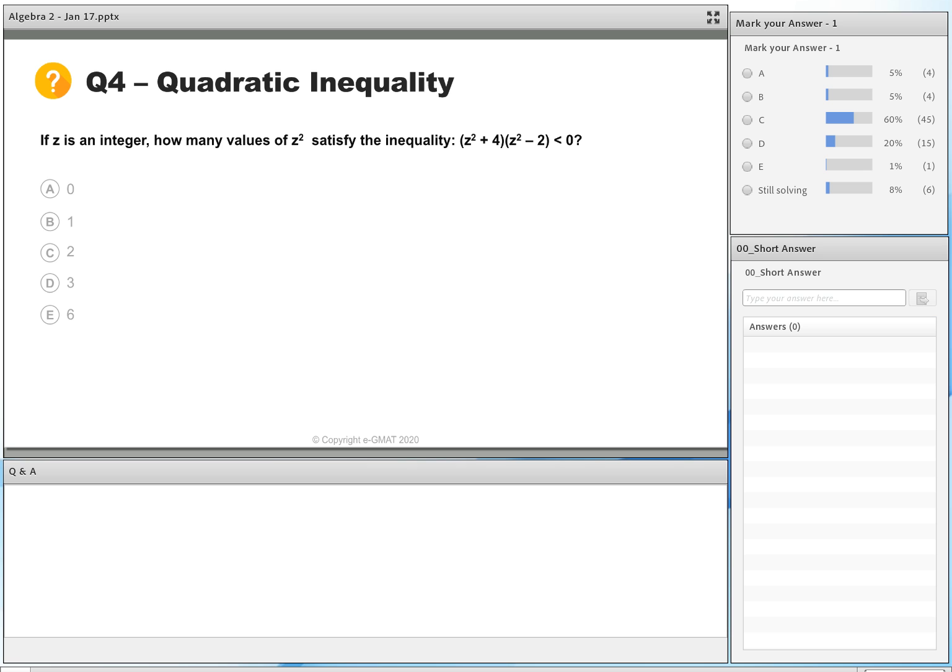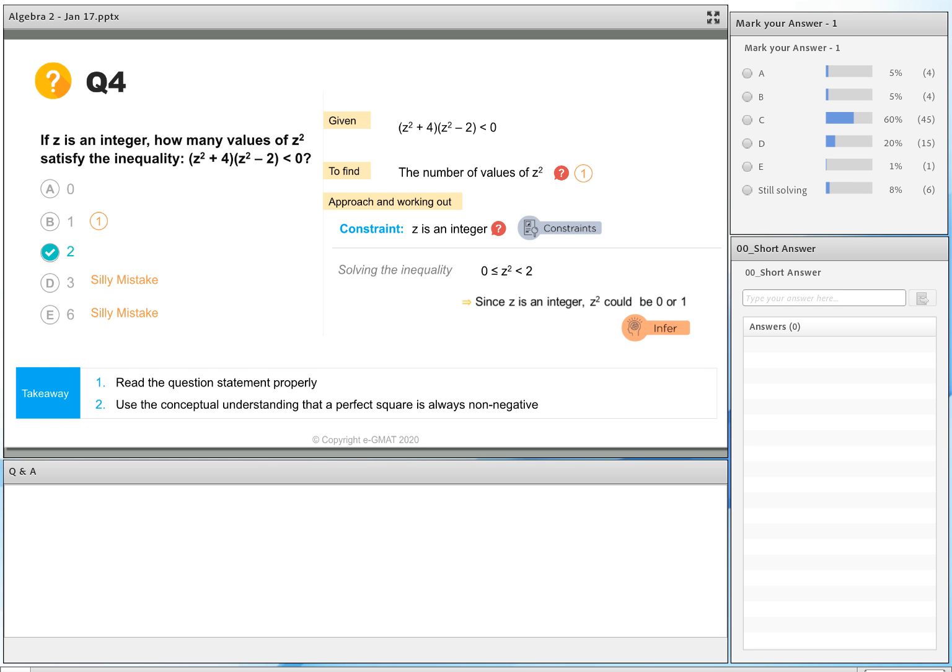Now, it's almost similar looking to the last question, right? The only thing we need to do is find out how many values of z square are possible. We knew that z is an integer, so keep this in mind. We knew from the last question that z square would lie between 0 and 2. Now, if z is an integer, then the only possible values that z square can take are 0 or 1. So the answer for this question is choice C.